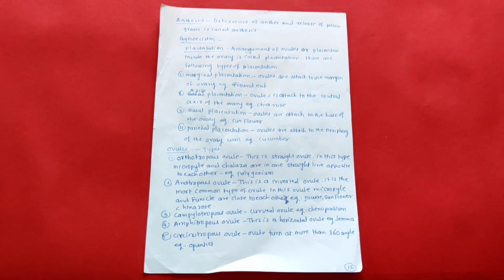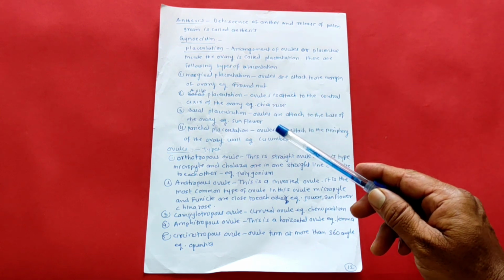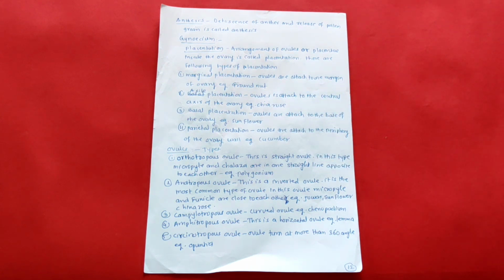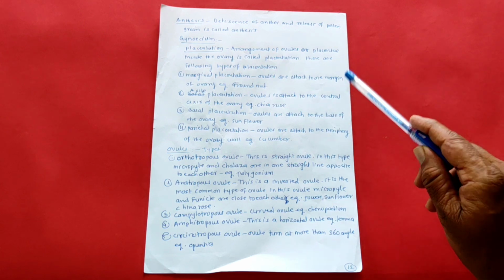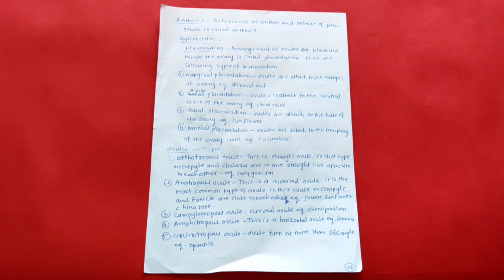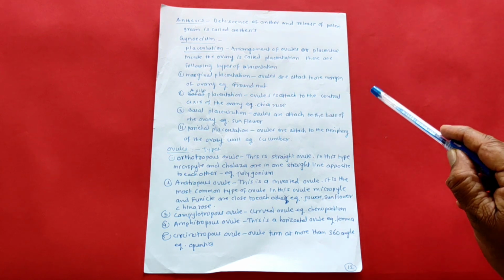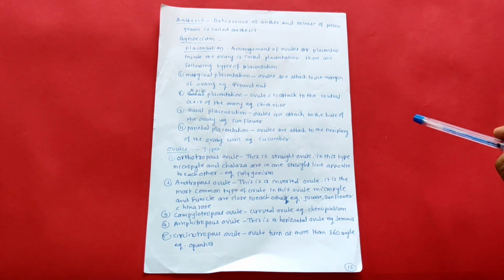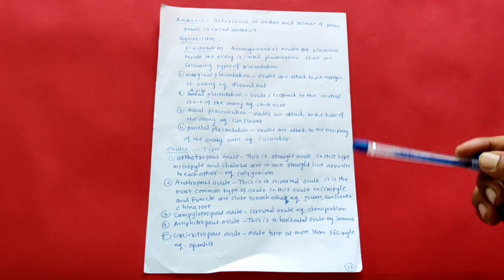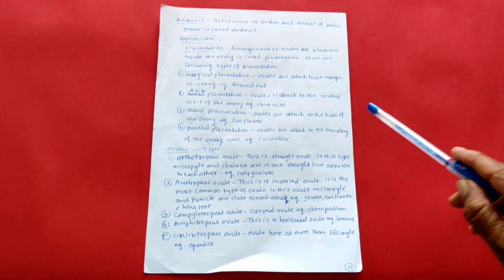There are the following types of placentation. First one is marginal placentation. Ovules are attached to one margin of the ovary. Example, groundnut. Second is axial placentation. Ovule is attached to the central axis of the ovary. Example, China rose. Basal placentation.